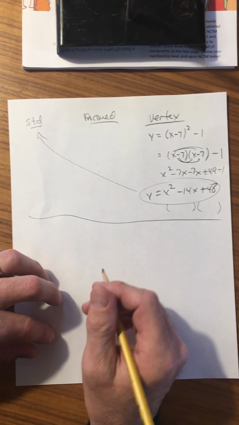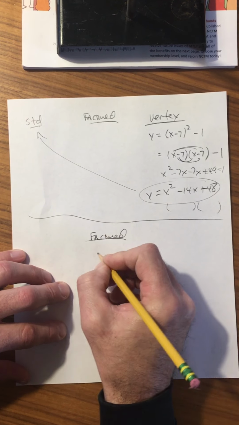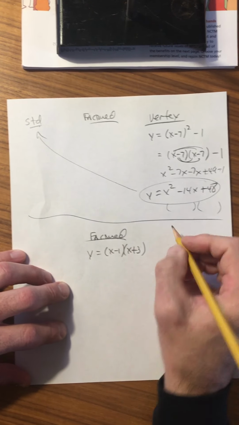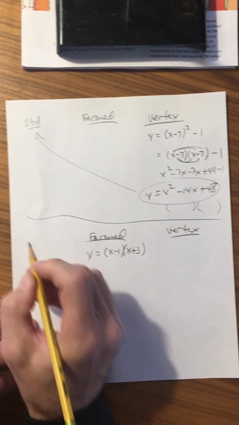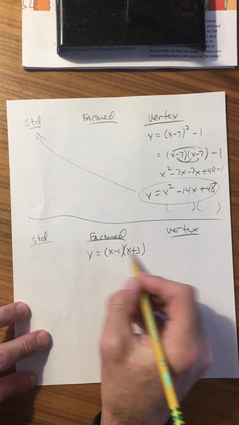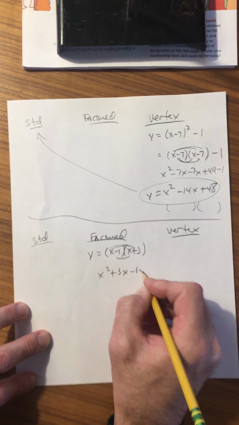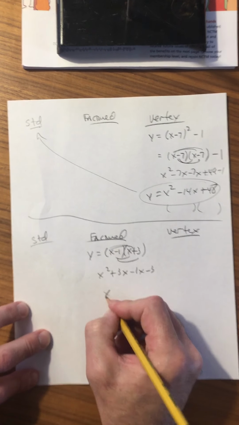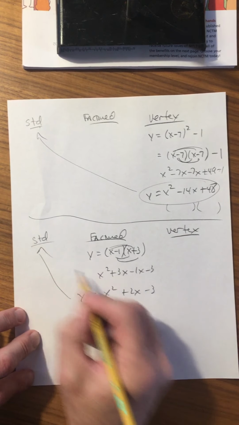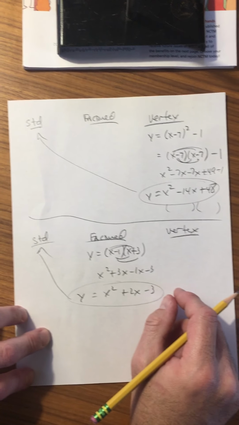The other thing that might happen is, what if you are given the factored form, like y equals x minus 1, x plus 3, and you want to get the other two forms, the vertex and the standard. Well, again, what you would have to do is multiply this out and combine like terms. And there's the standard form, and then you could also complete the square to get it in the vertex form.